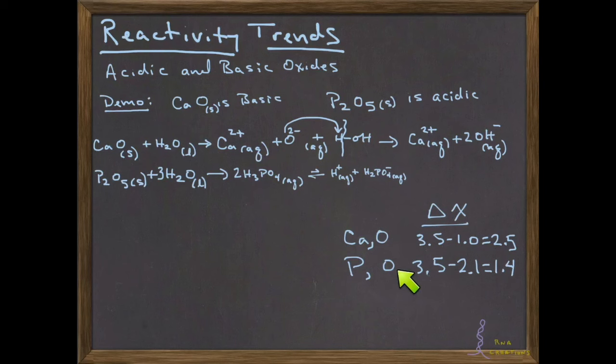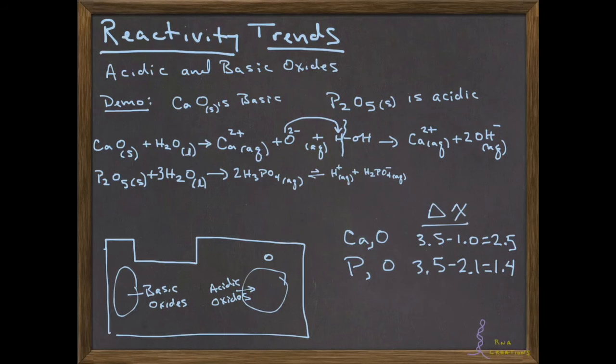Phosphorus is more similar to oxygen on the periodic table. Its electronegativity is more similar. It has a smaller electronegativity difference, and this is molecular. The bonds are covalent, polar covalent, and so these bonds stay together, and this leads to an acidic oxide. We can summarize that in this table here, with acidic oxides over on the right, closer to oxygen, closer in electronegativity, and the oxides that form with elements on the left side are basic oxides.